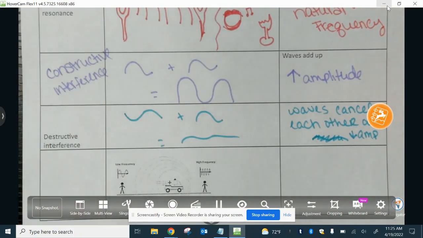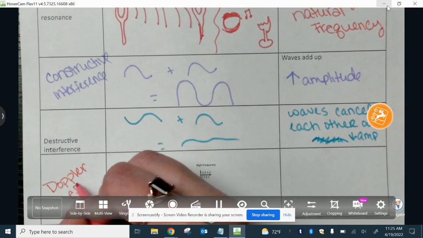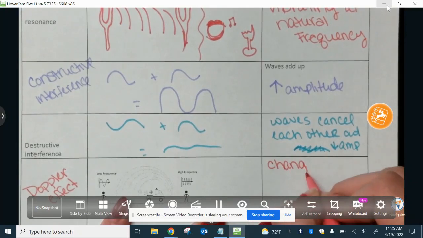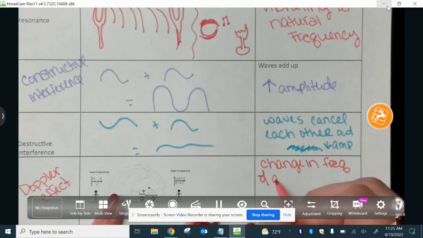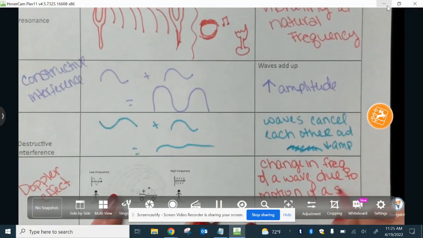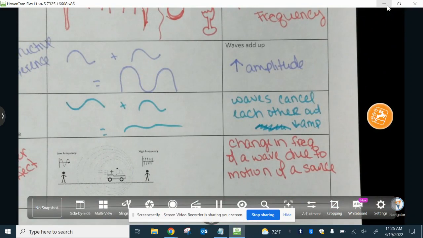And what is this last one? Doppler effect. It is the change in frequency of a wave due to the motion of a source.